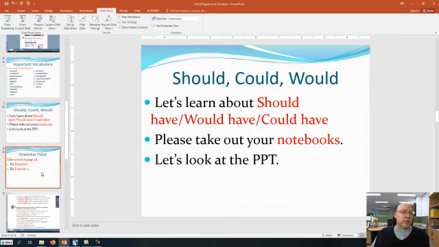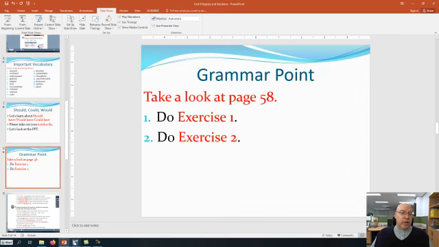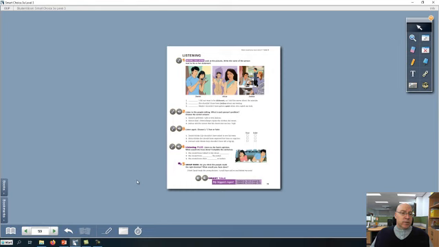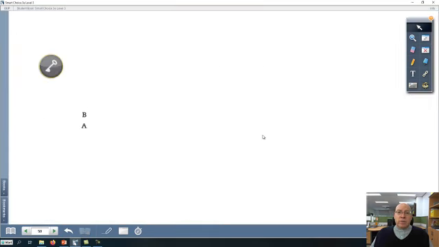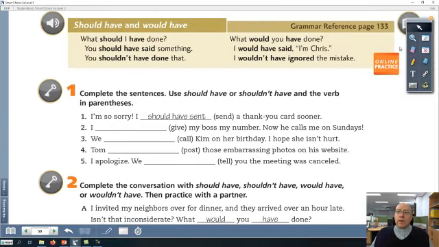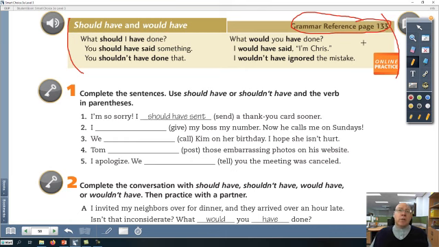Okay, now let's look at your grammar point on page 58 in your book. So turn to page 58. Oh, what page am I on? I'm on page 59. Okay, here we go. Okay, as usual, check out the boxes at the top. Okay, again, good explanations on the grammar. I like the grammar explanations in the back of the book better. Better exercises, at least that's my opinion. So if you guys want some extra information, go to the page in the back.